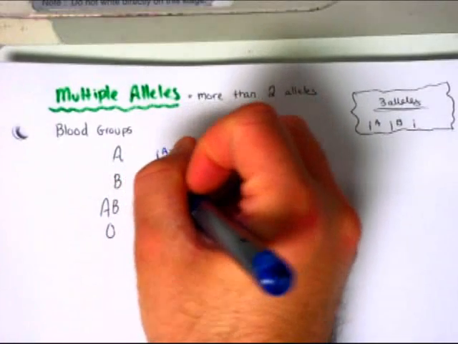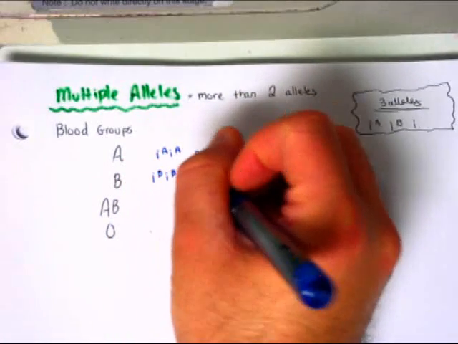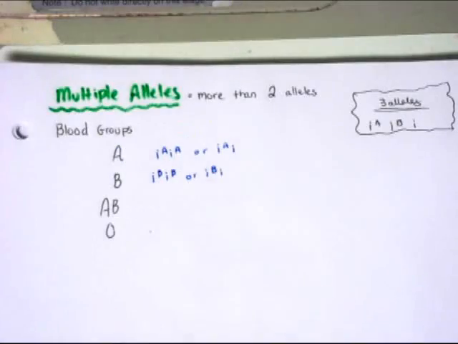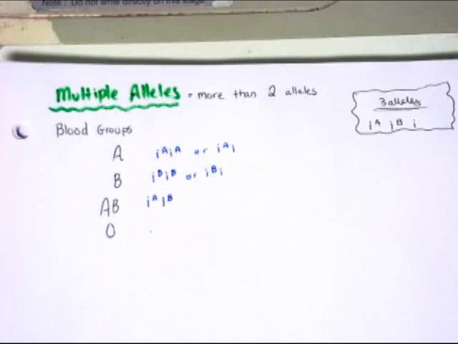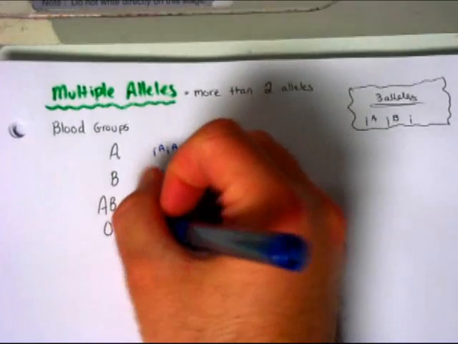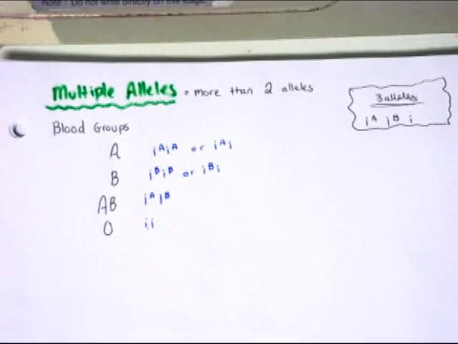There's IBIB for B, or IBi. For type AB blood, there's IAIB. That's really the only option. And to be O, just ii. Cool. So I'm type AB blood. Could my child ever have type O blood? No.